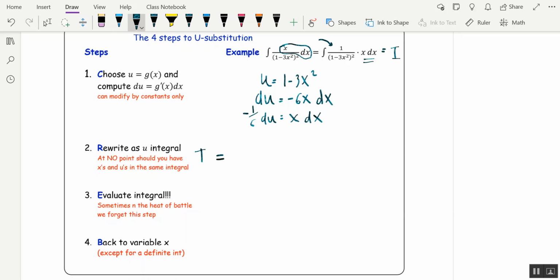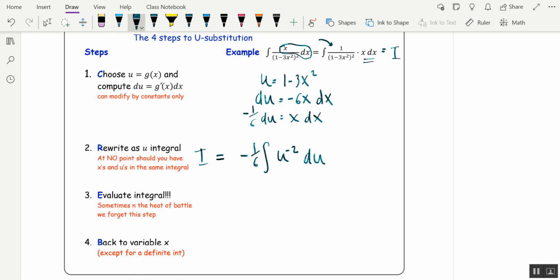You don't have to do that. I is equal to, I put constants out front, negative 1/6 integral du, and then I see what's left. I've taken care of the x dx, so what's left is a 1 over u squared. So I'm going to write that as u to the negative 2.